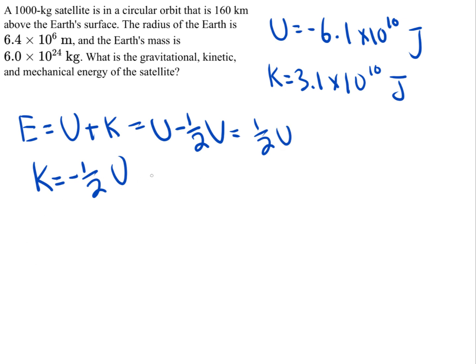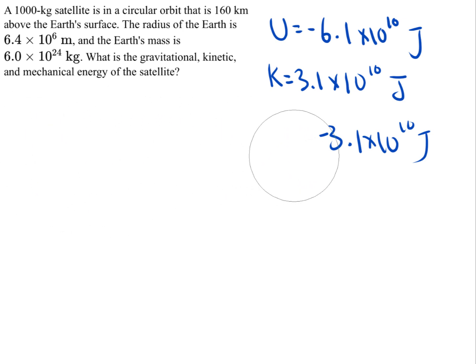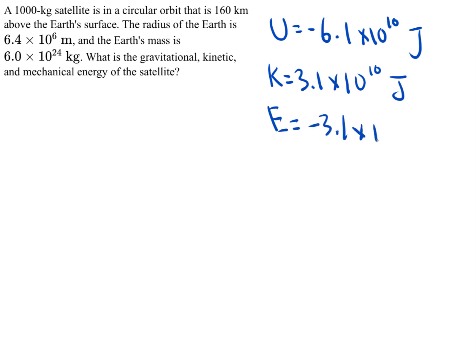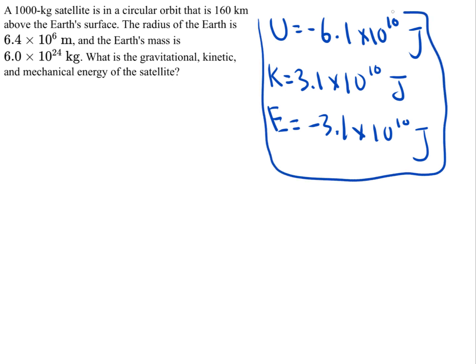And if you remember, our kinetic energy, which was minus 1/2 of the gravitational potential energy, was 3.1 times 10 to the 10 joules. So we're just inverting the sign, since that's the only difference. We just inverted the sign. You can also plug this back in for that. So the total mechanical energy is equal to minus 3.1 times 10 to the 10 joules. And that is how you would solve this problem here.